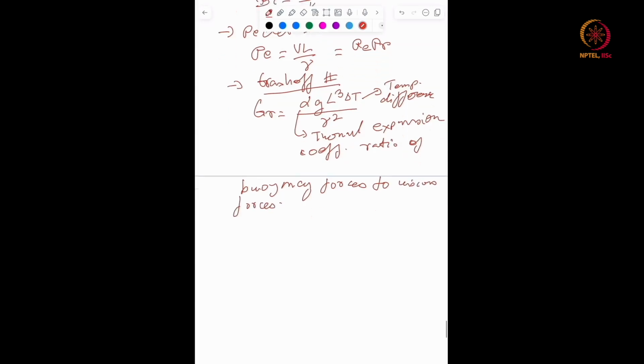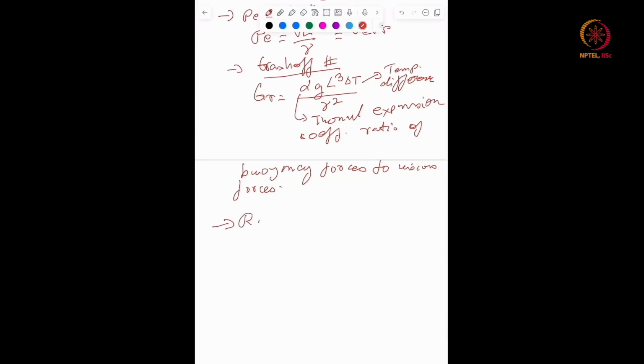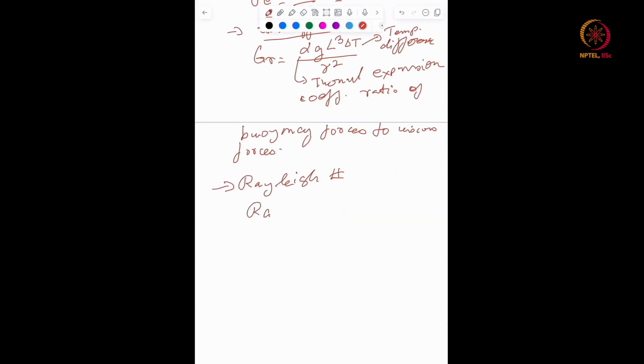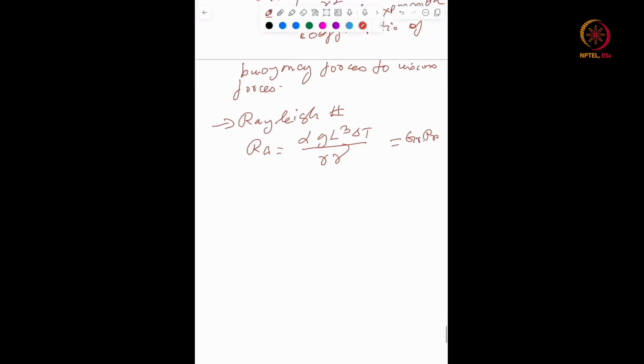All right. So then you have the Rayleigh number also, which looks pretty similar to the Grashof number. So this is L cubed delta T by gamma and the thermal diffusivity. So it is basically Grashof times Prandtl. Then you have the Marangoni number.